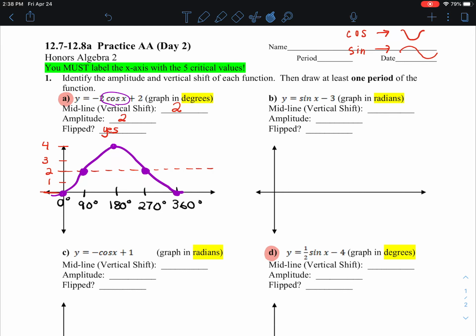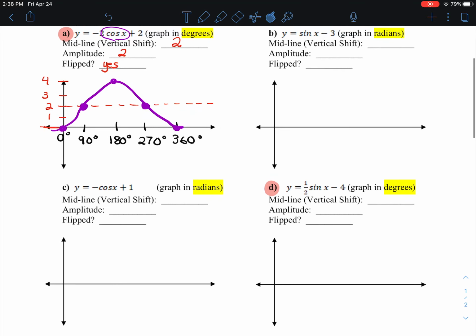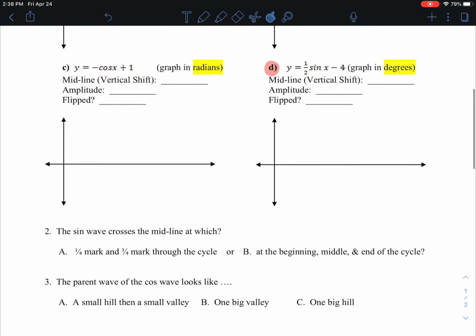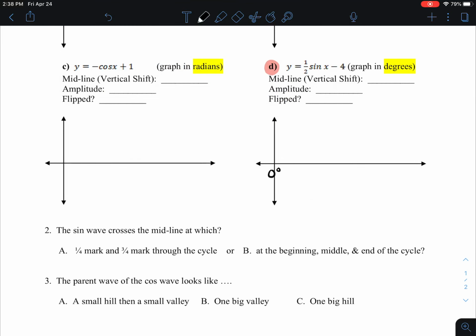All right, let's try one more. Letter D. This is another degree problem. For this problem, we're going to quickly label our 5 critical values. I noticed that this is a sine wave problem, so I'm going to keep that in mind when we graph. I'm going to answer that the midline is at -4. The amplitude on this one is 1/2, and this sine wave is not flipped.